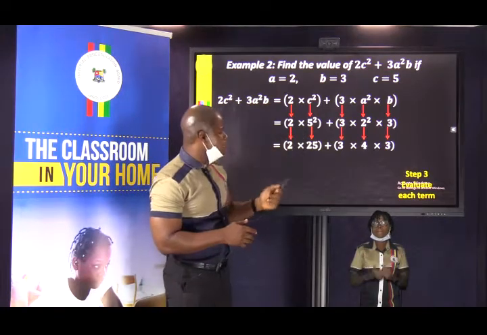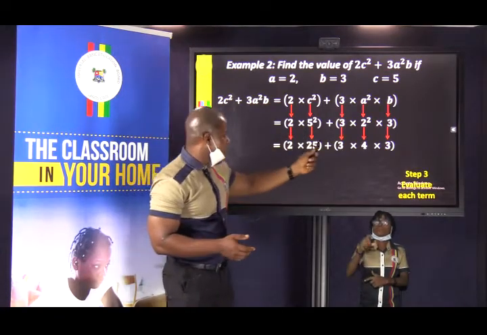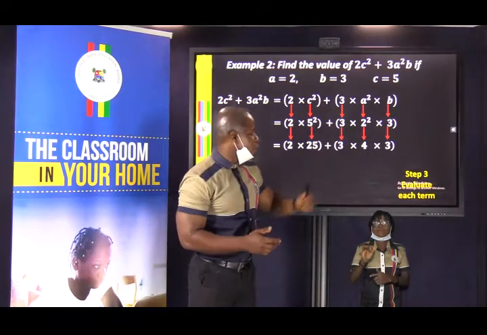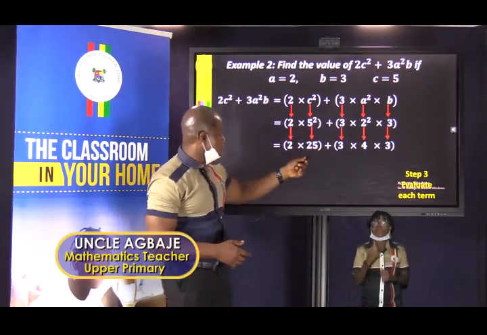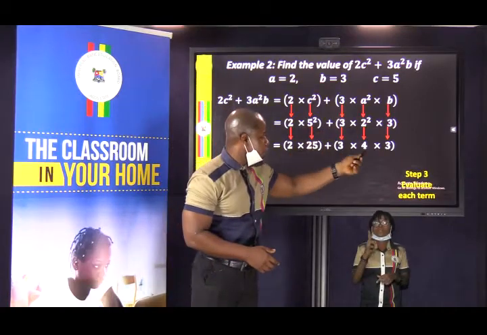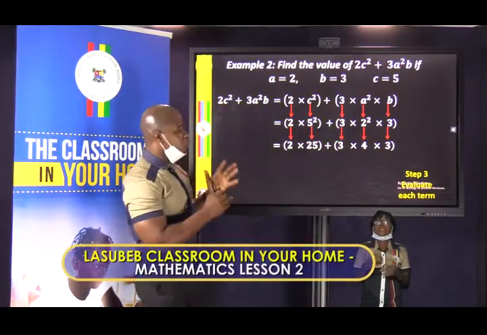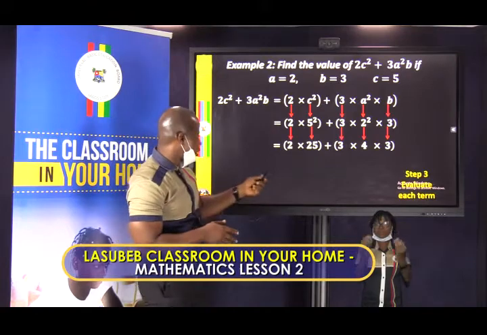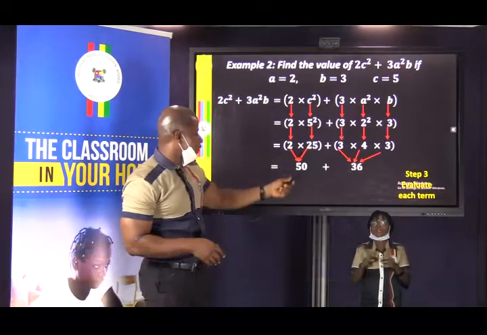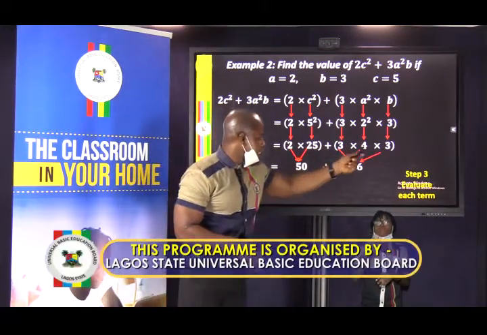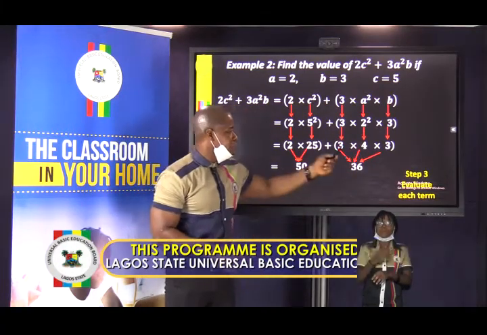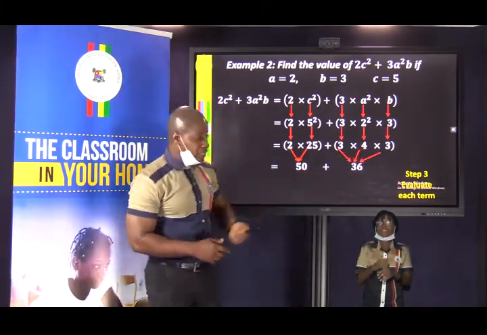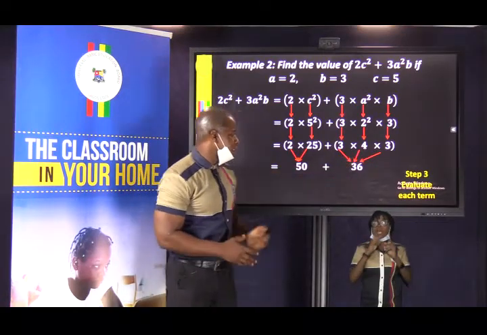Now 5 squared is 5 times 5, that is 25. 2 squared, that is 4. Every other thing comes down. 2 comes down, this is 25. 3 comes down, this is 4. 3 comes down. Then I will now solve each bracket. Now 2 times 25 is 50. In this bracket, 3 times 4 times 3, that is 3 times 4 is 12. 12 times 3 is 36. The answer for this bracket is 36.